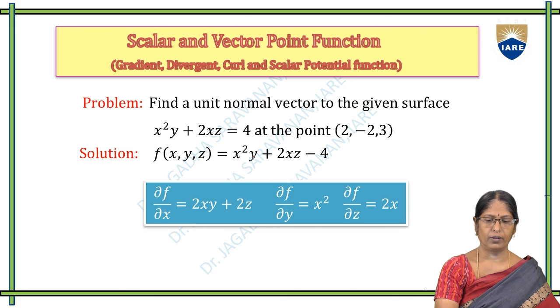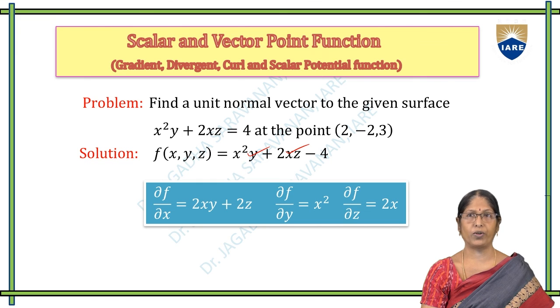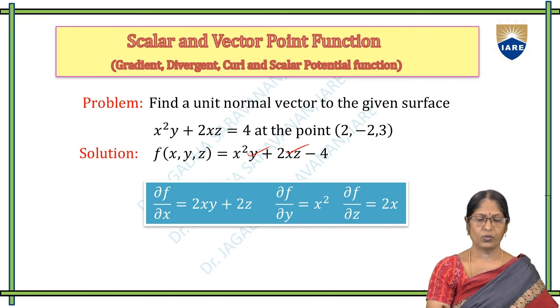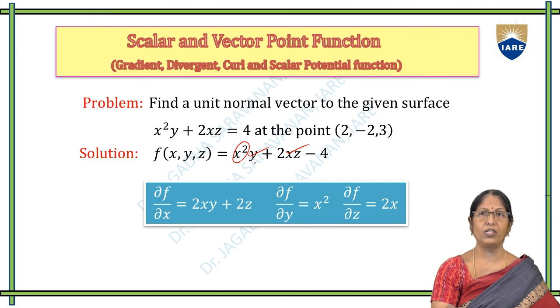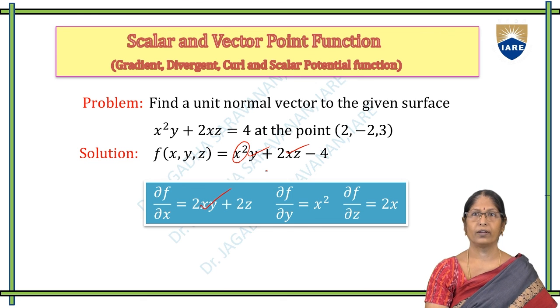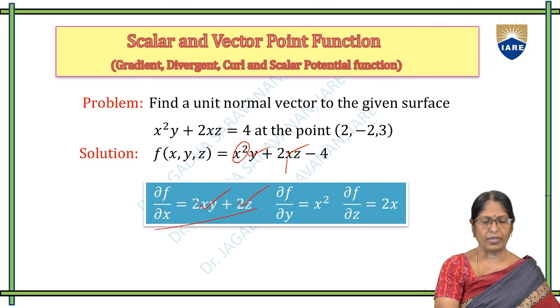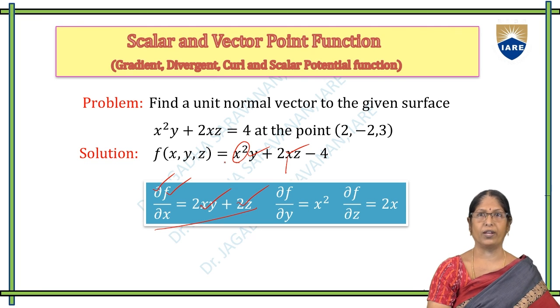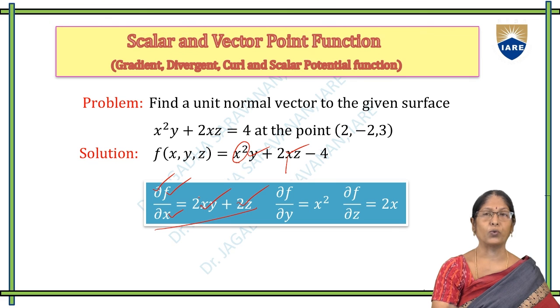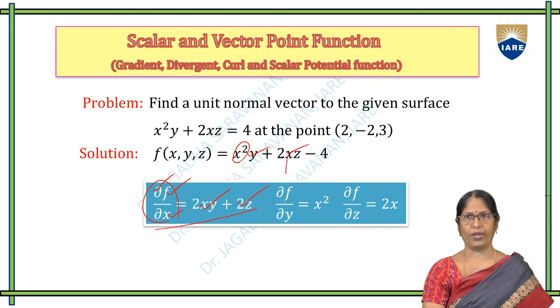There are totally 3 terms. In the first 2 terms, the x variable is dominating. Here x square, the differentiation is 2x, so 2x into y, 2xy. Here the differentiation of x is 1, so 1 into 2 is z, 2z. So this is the partial derivative of f with respect to x, dou f by dou x.